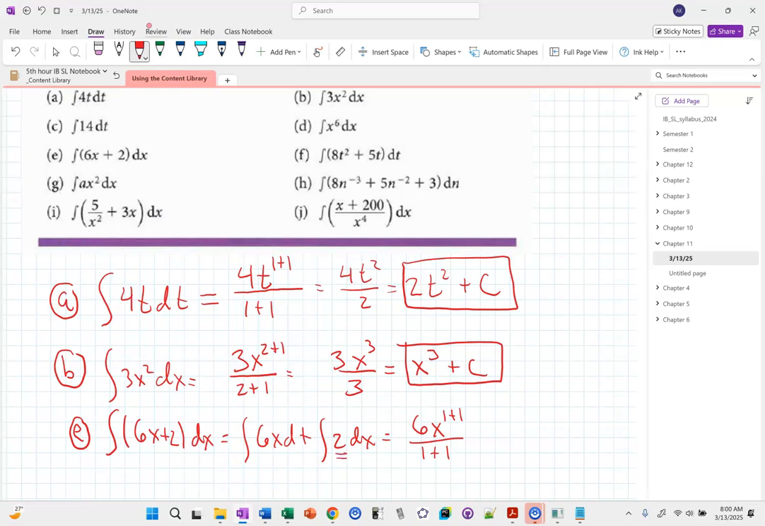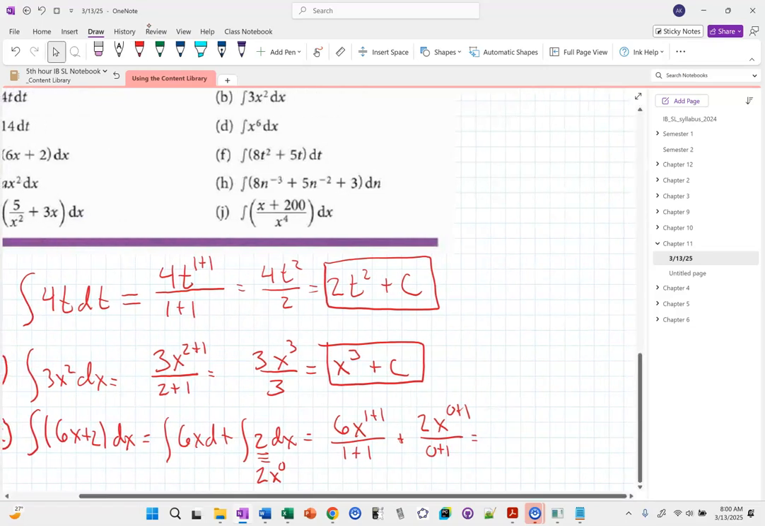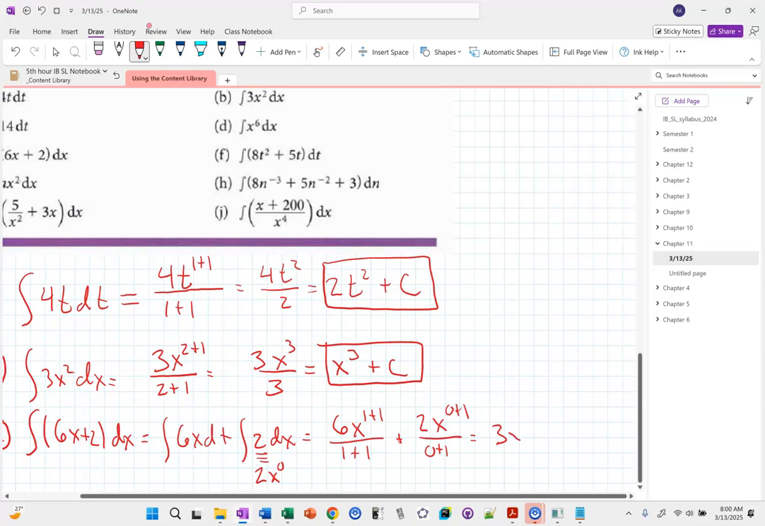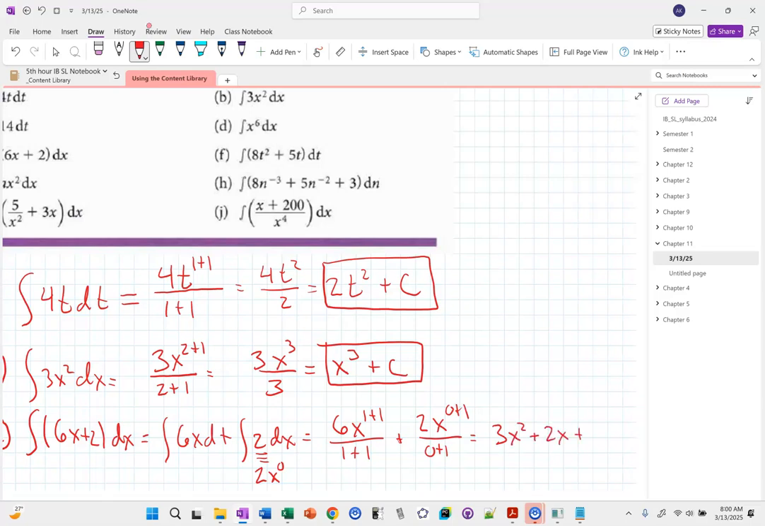Now, what do I do with just a 2? Well, I'm going to think about 2 as like 2x to the 0, because x to the 0 is just 1, and 2 times 1 is still 2. So if I do that, I'm going to have 2x to the 0 plus 1 over 0 plus 1. And when I simplify this all down, I'll get 3x squared plus 2x, and then I need to put a c on at the end.